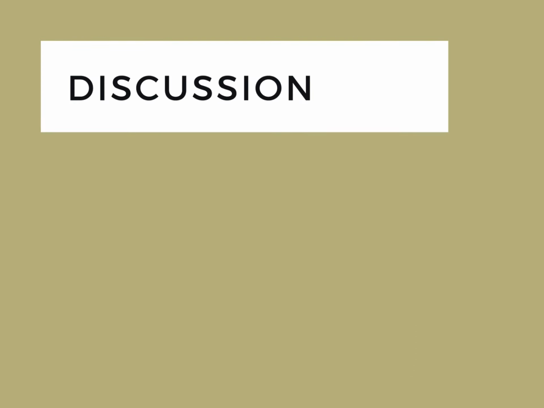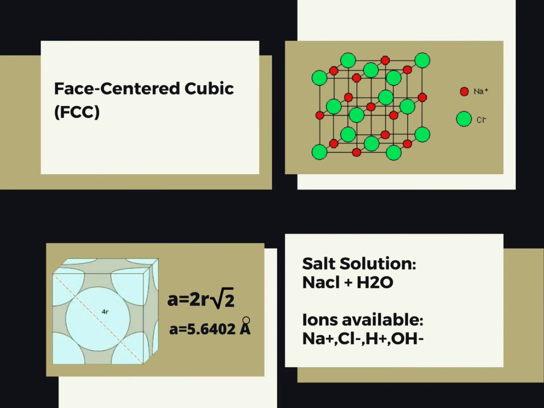Now we will discuss a bit about the theory behind this experiment. As we know, the lattice structure of salt crystal is FCC, face-centered cubic. It has the number of atoms per unit cell of 4, and the value of a around 5.6402 Angstrom.